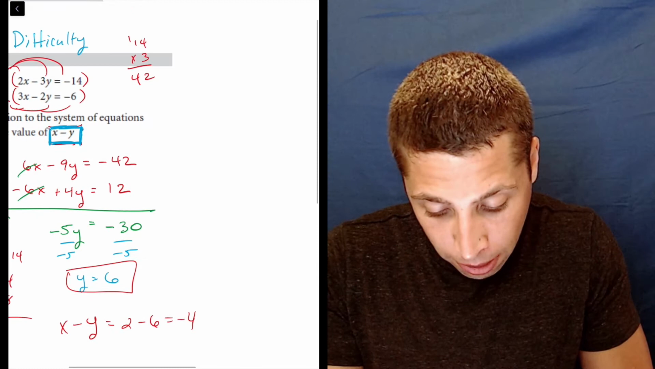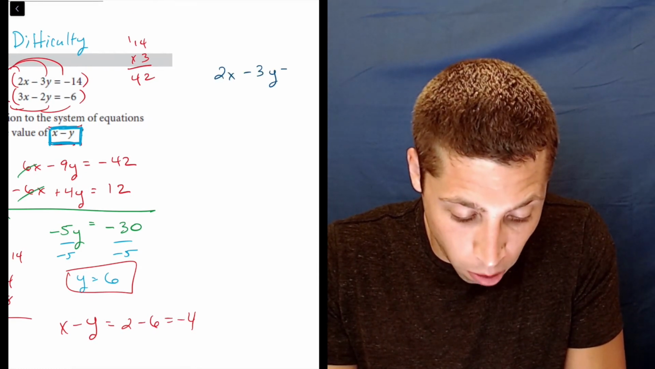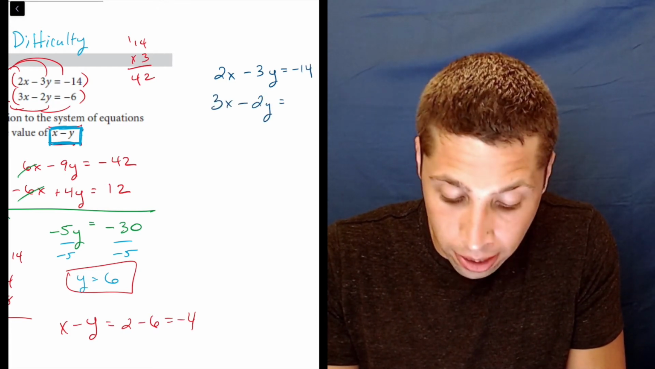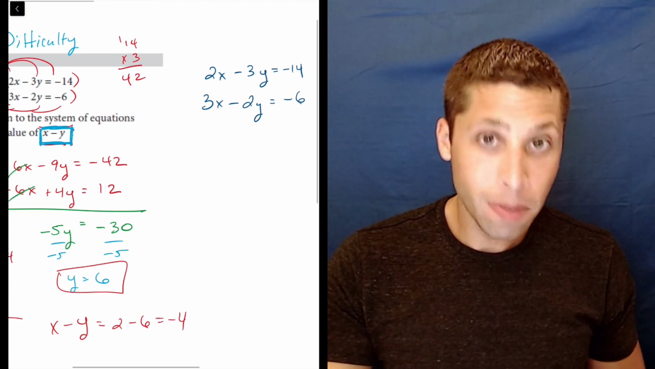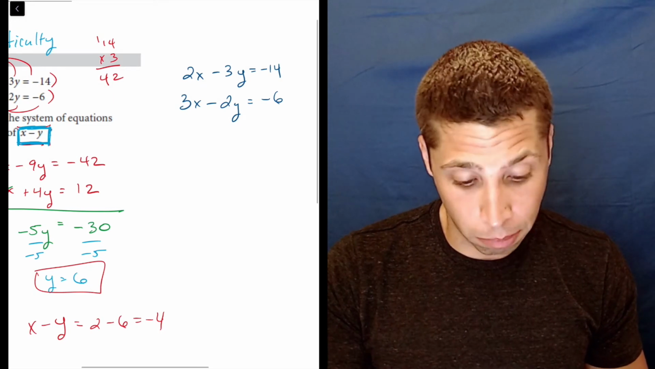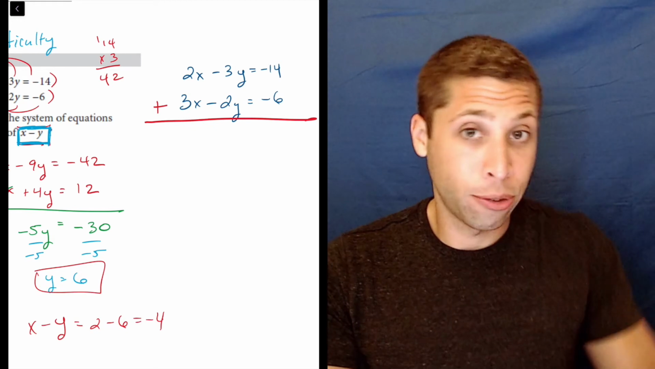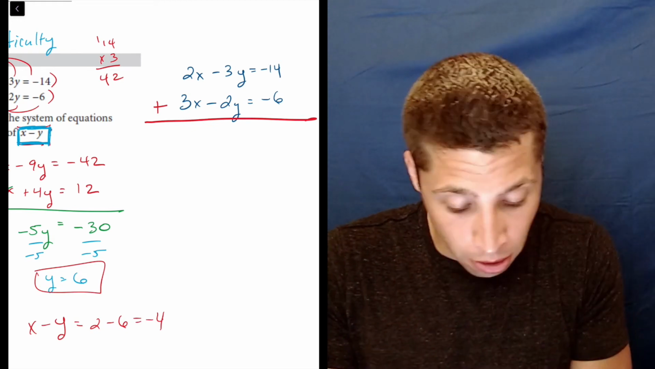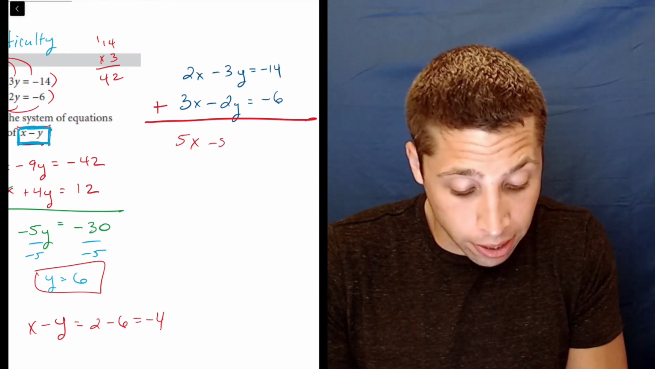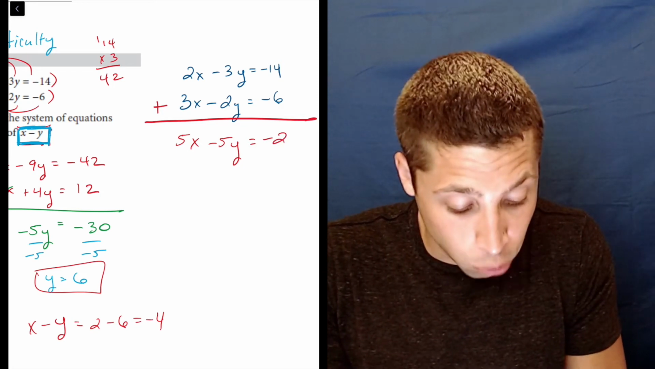Let me recopy these. So 2x minus 3y is equal to negative 14, and 3x minus 2y is equal to negative 6. Let's say from the get-go that we just did something really, really simple. Maybe the most simple thing we can think of. And we just added those together. What happens? Well, 2x plus 3x is 5x. Negative 3y minus 2y is negative 5y. And negative 14 plus negative 6 is negative 20.